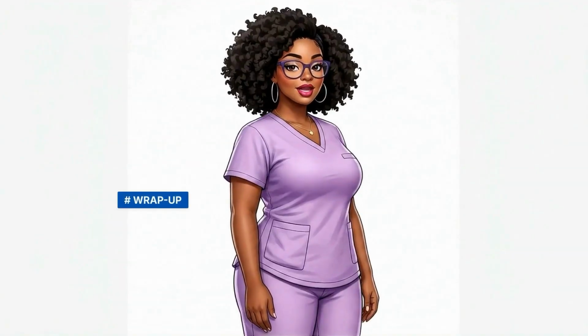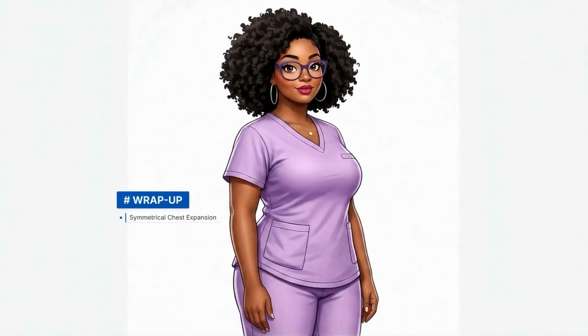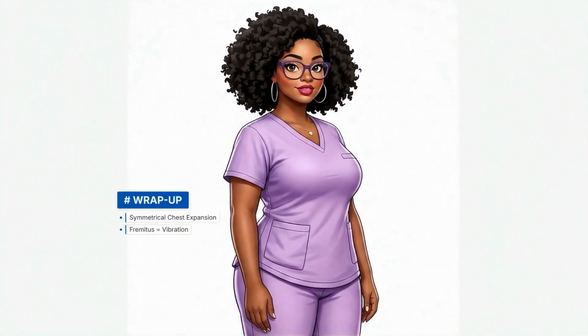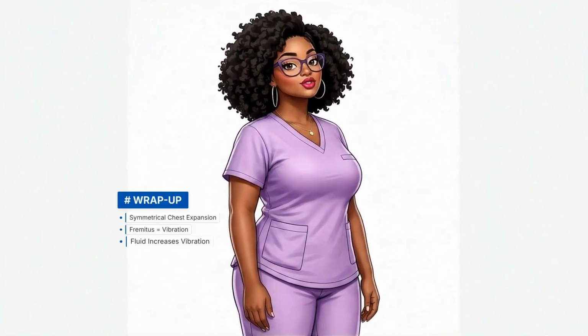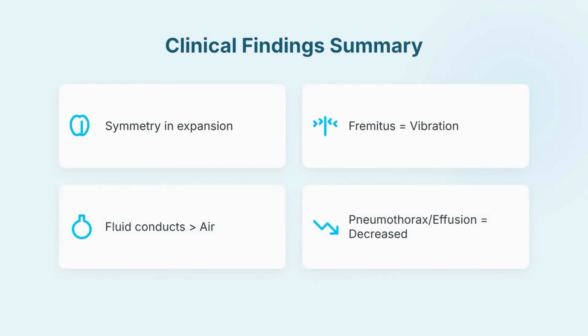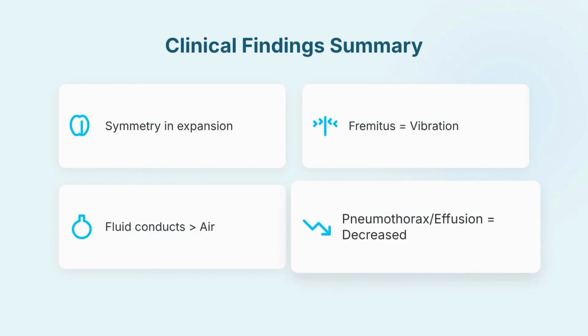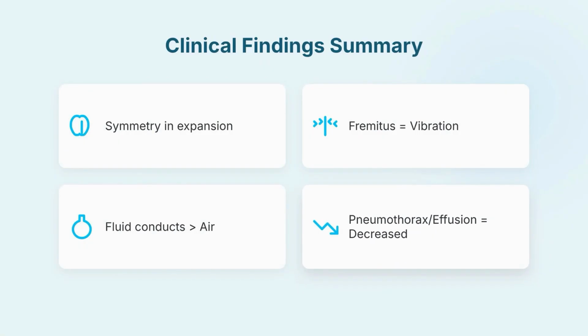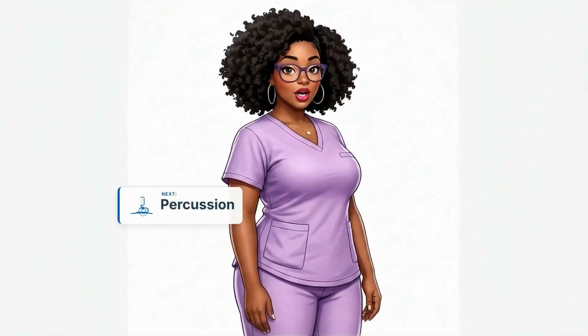Let's lock this in. Chest expansion should be symmetrical. Fremitus is vibration. Fluid carries vibration better than air. Consolidation causes increased fremitus. Pneumothorax and pleural effusion usually decrease fremitus. And remember, you don't have to memorize everything. If you understand what's happening to the air and what's happening to the vibration, most of these findings start making sense. In the next section, we're tackling percussion.